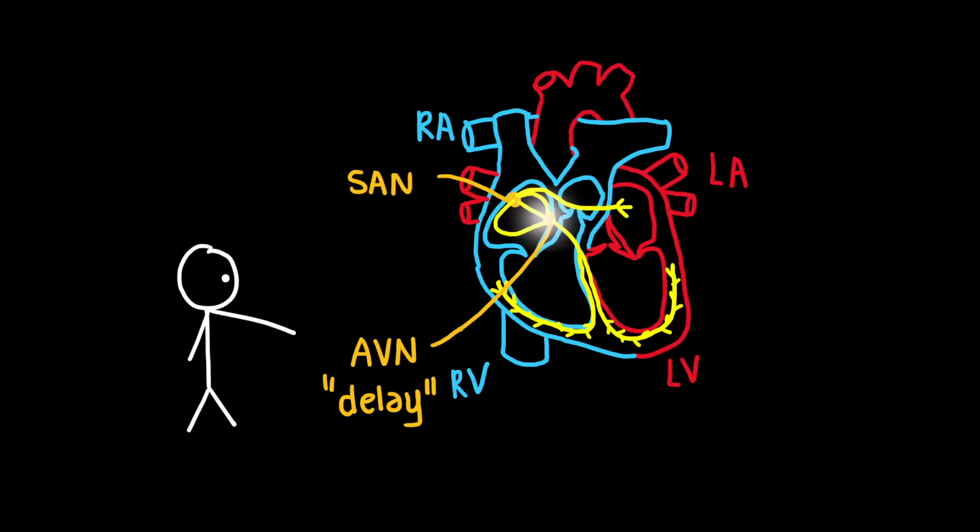After the P wave, the electricity reaches the AV node, where it will pause deliberately. This pause lets the atria finish before the ventricles can begin contracting.